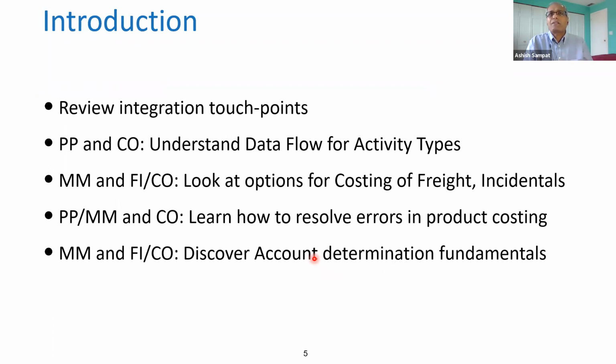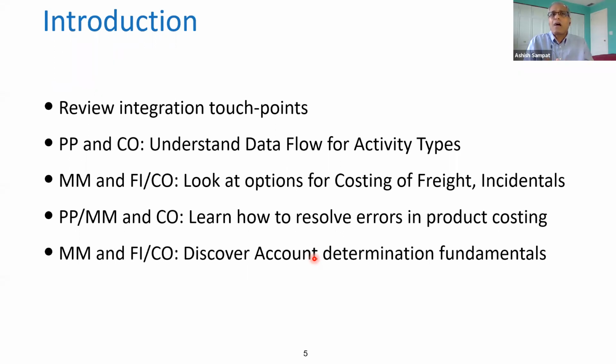So we'll review some integration touch points, very high level, just a few examples here and there, and also look at a production planning and controlling example with data flow for activity types. Again, this is something that requires a lot of integration between the recipe or routing, work center, and cost center, between production planning and controlling, with one or two examples. And between FI and CO, what kind of options do we have for costing of freight and incidental costs? Again, this has been an area where there are a good number of options, both on plan as well as actuals. We'll look at the pros and cons for each one of them with one case study example.